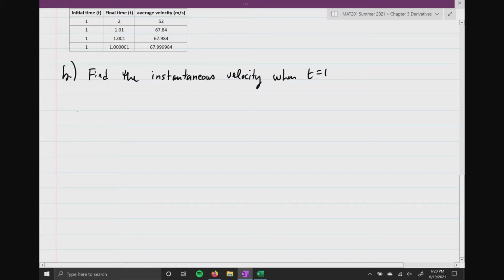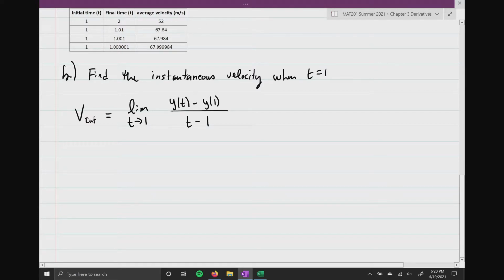I'm just going to abbreviate it with v sub int. I think that's good enough for us. So the instantaneous velocity is given by the limit as t goes to, well, in this case, it's going to be 1 of y of t minus y of 1, all divided by t minus 1. Because remember, a in this situation is 1.